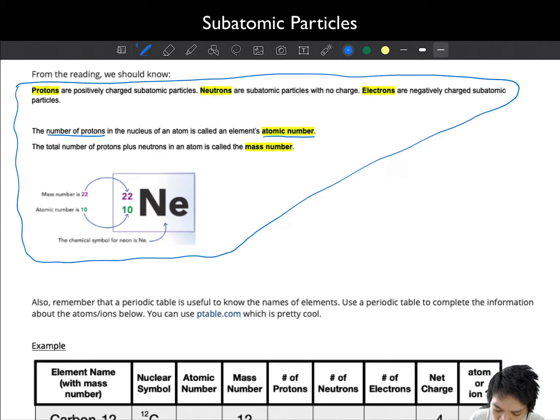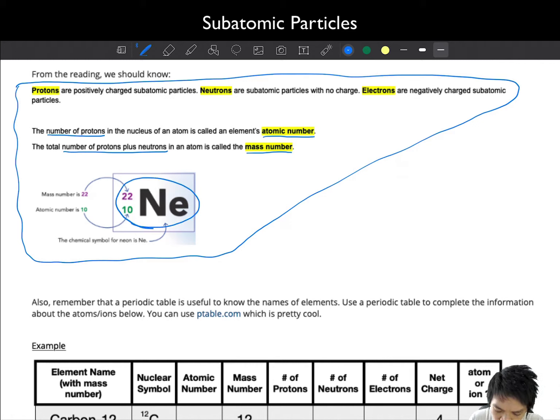And lastly, we need to know the mass number is number of protons plus neutrons. If you're wondering why does that not include electrons, it's because the mass of an electron is so tiny that it's not included in the mass of an atom, basically. It's very tiny. So mass number is only protons plus neutrons, right? There's one last thing actually.